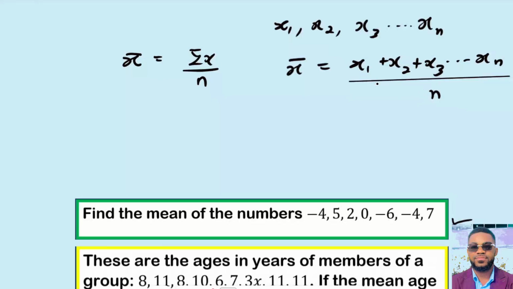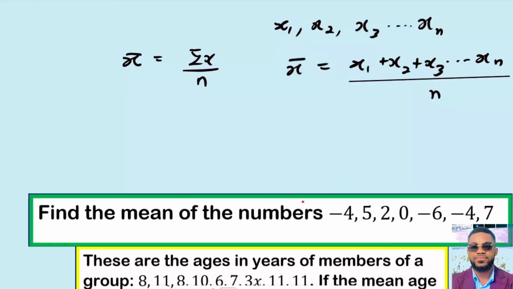So now, with this idea, we're going to answer the questions here. Mean is a very simple and interesting topic in mathematics. So let's move on and begin with the first one. We have to find the mean of the numbers: negative 4, 5, 2, 0, negative 6, negative 4, 7. So this is discrete data.